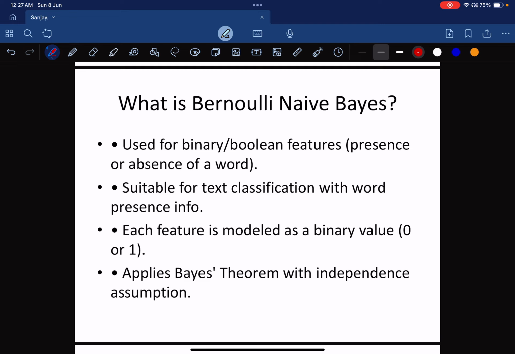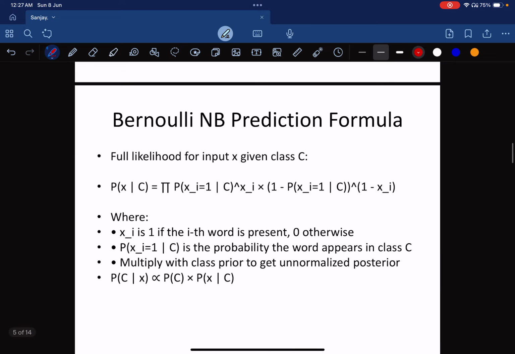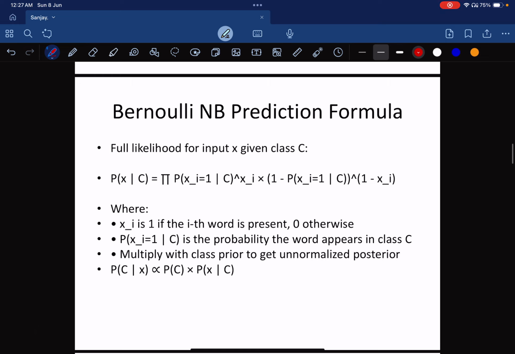And after finding these binary values like zeros and ones for each feature, we apply the Bayes theorem with independence assumptions and find the overall probability of the given data belonging to each class or not. This is the Bernoulli's prediction formula.